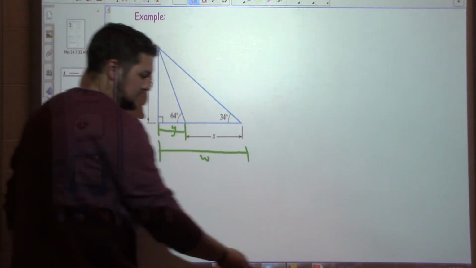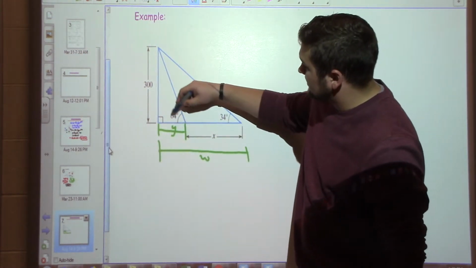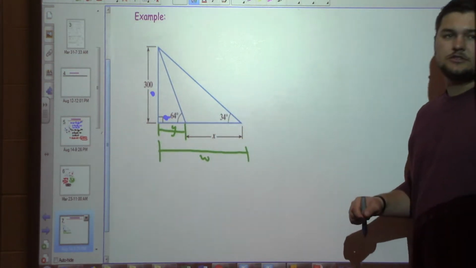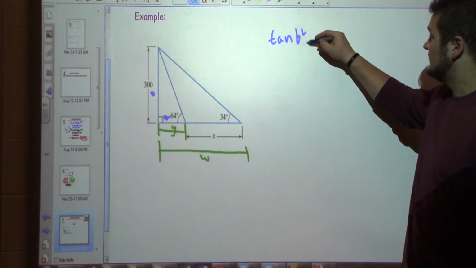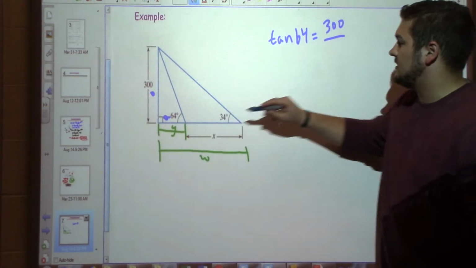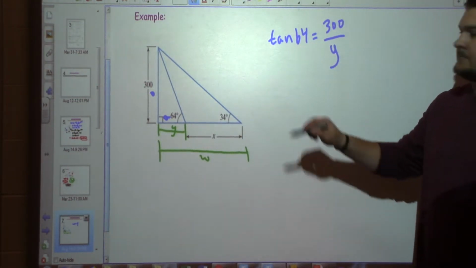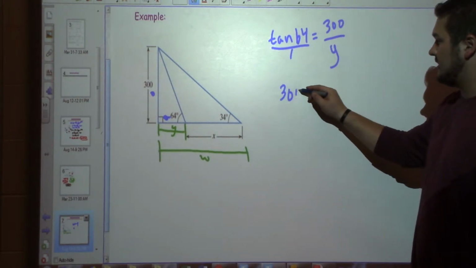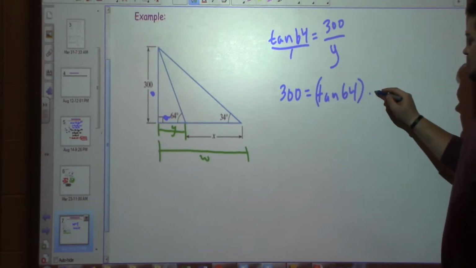Let's find the small one first. So y, right? I'm using the small triangle, so 64. Opposite is 300. Adjacent is y. So once again, I'm using tangent. Tangent of 64 equals the opposite 300 over the adjacent, which is my variable y. Right? So let's solve for y. Cross multiply, we get 300 equals tangent of 64 times y.